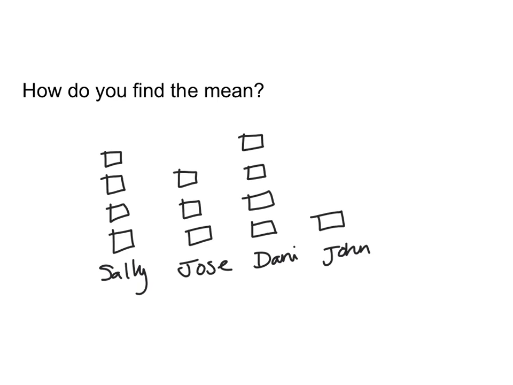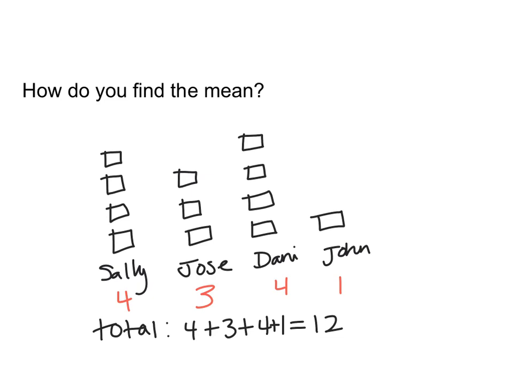All right, so let's start with kind of a basic explanation of mean. So if we have 4 students that each brought some cookies to class, what was the mean number of cookies that they brought? So if we count them up, we can see that Sally brought 4 cookies, and Jose brought 3, and Danny brought 4, and John brought 1. That is a total of 4 plus 3 plus 4 plus 1 equals 12 total cookies.